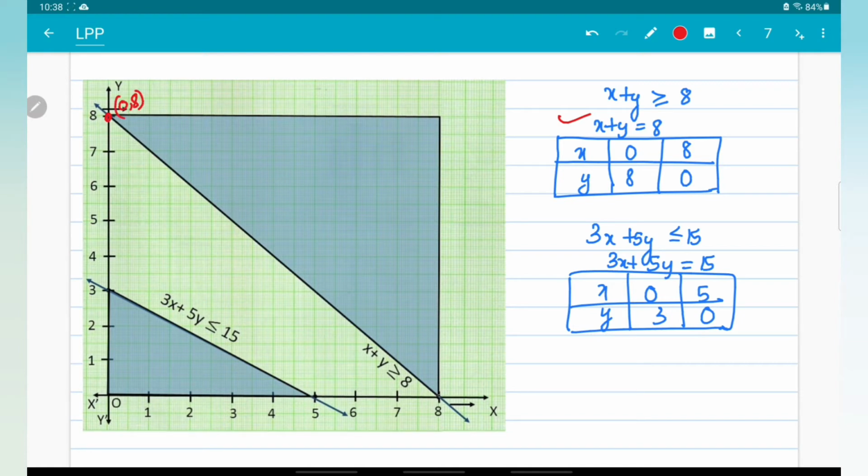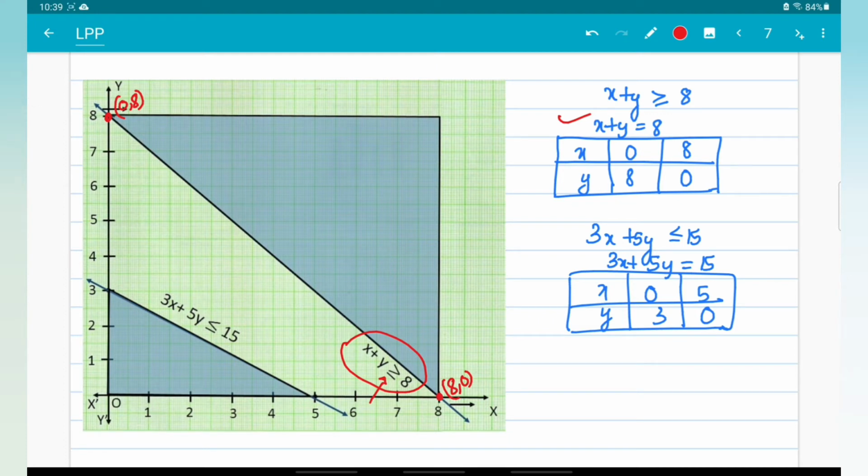Okay, and 8 comma 0 will be this. So as you can see, we have drawn a line joining these 2 points, and that is the line of this inequality x plus y greater than or equal to 8. Now as you can see, with this greater than symbol, there is an equal to also, that is, it is greater than or equal to, which means that we have to draw a straight line and not a dotted line. Okay, that is why we have drawn a straight line over here.